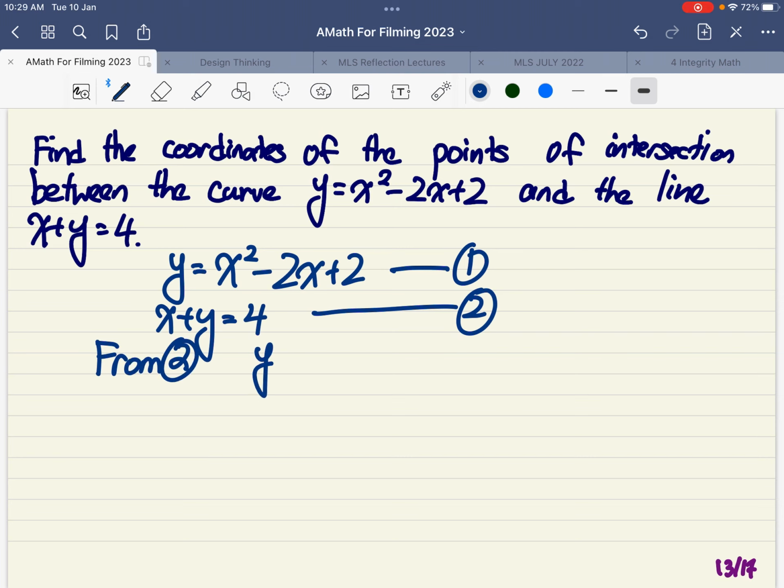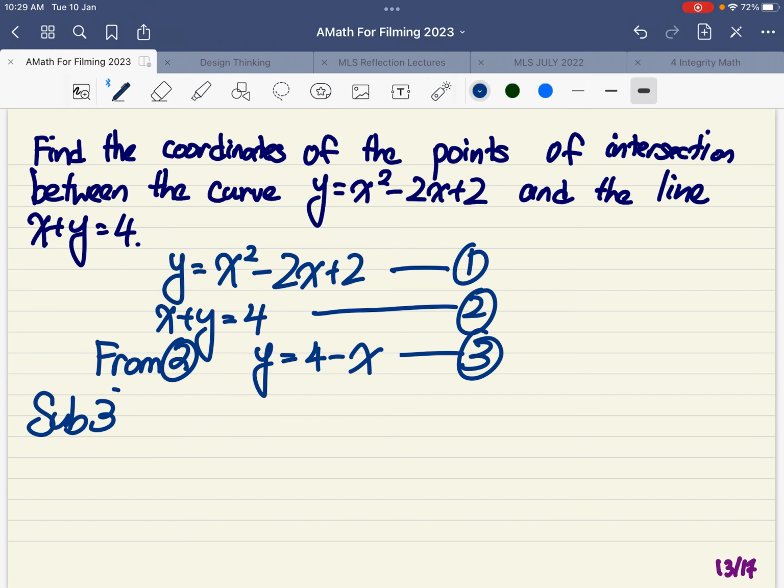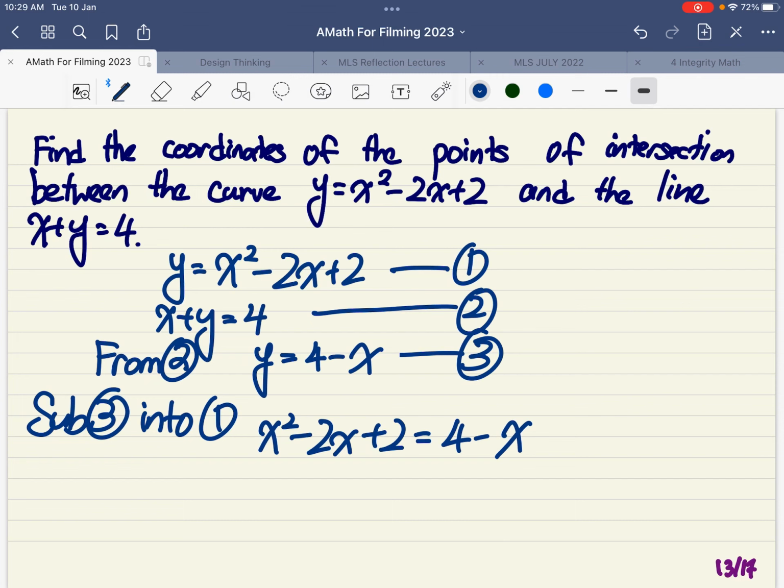From equation 2, what I get is y equals 4 minus x. That gives me equation 3. Since 2 and 3 are equivalent equations, I take equation 3 and substitute that into equation 1. I'll replace the y. So what I get is x squared minus 2x plus 2 equals 4 minus x. I've replaced the y here with 4 minus x.